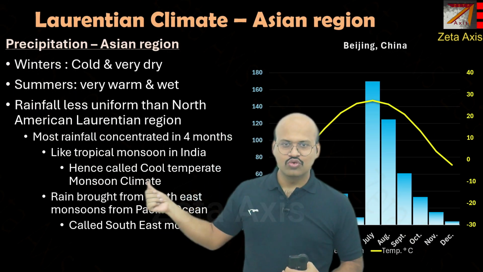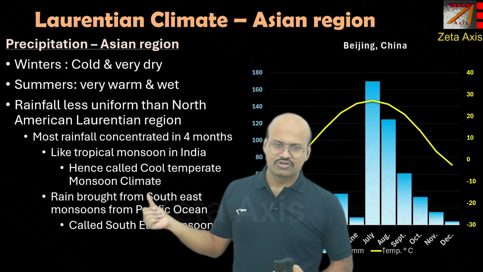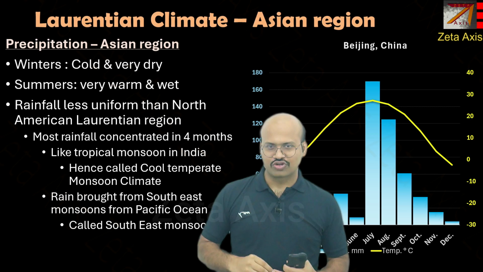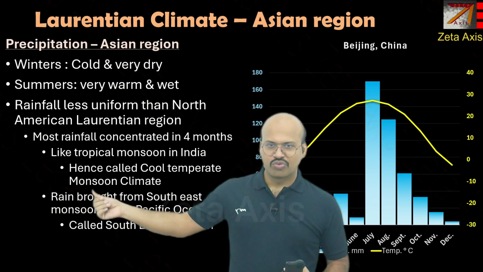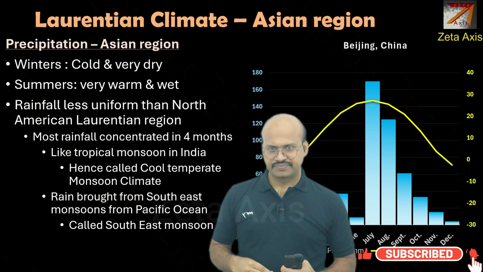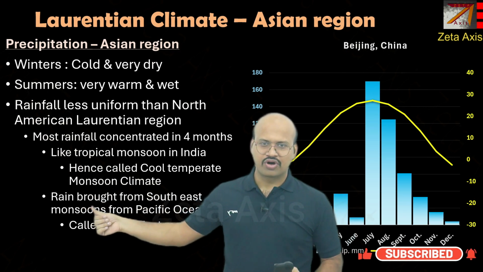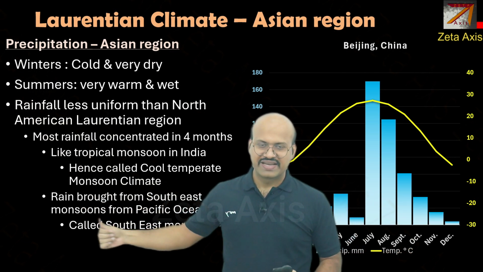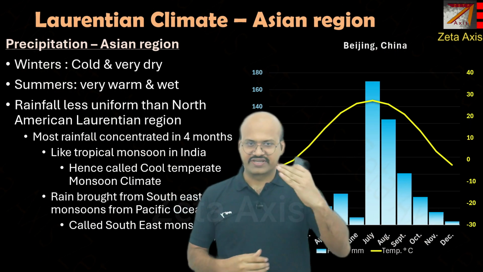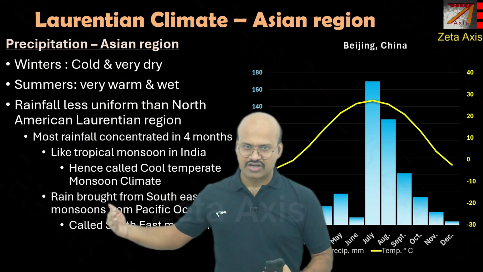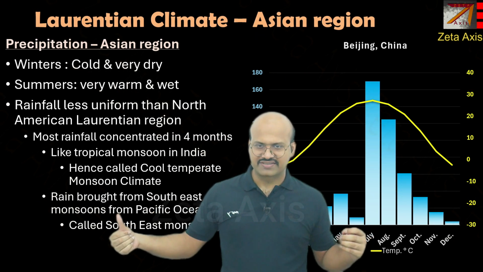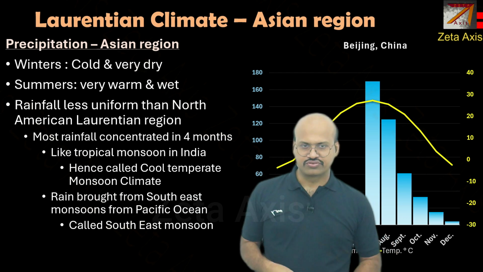Therefore it is called cool temperate monsoon climate. Because of this similarity, where the rainfall is concentrated in only a few months, it is also called cool temperate monsoon climate. Cool temperate because it is located in the cool temperate zone. Now the rain here is brought by southeast monsoons. That is, the winds which are bringing this rainfall are coming from the southeastern direction. In India it was coming from the southwestern direction. And because here the winds are coming from the southeastern direction, it is called southeast monsoon.